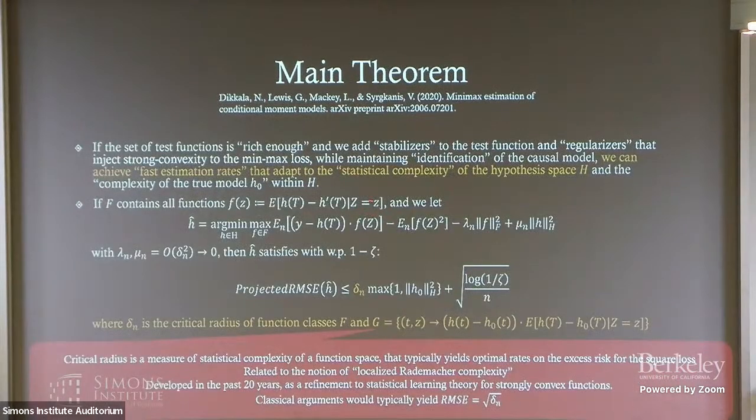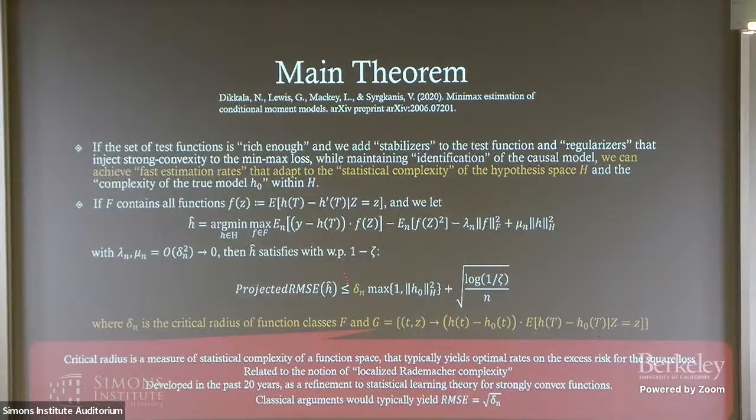Then, if you do that, what you're going to get is a rate that looks like this, where the leading term depends on what's known as the critical radius of these function classes that we use. So the test function class, and a function class that's related to the H. In fact, you can decompose it into statistical complexities of the H function and the F function, but this is an even tighter analysis. Just need to understand the critical radius of this function class.